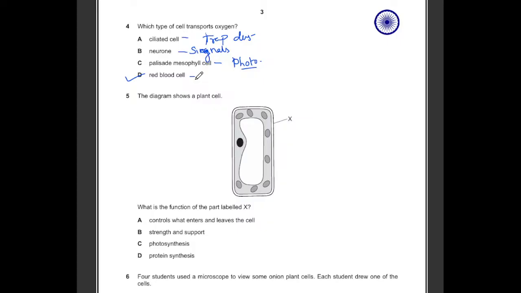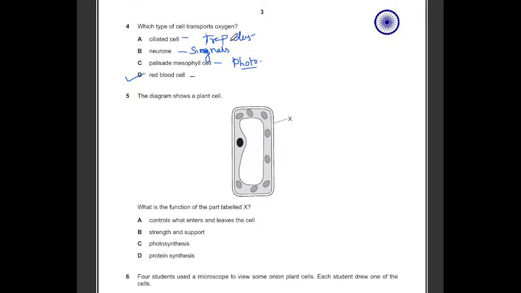Now next one, the diagram shows a plant cell. I'm explaining this to you because we don't know which question they will ask. Which type of cell helps in photosynthesis or transporting the signals? So I'm just explaining what each and every cell is doing here, so that you can take help from this video and can get very good marks in your IGCSE exam.